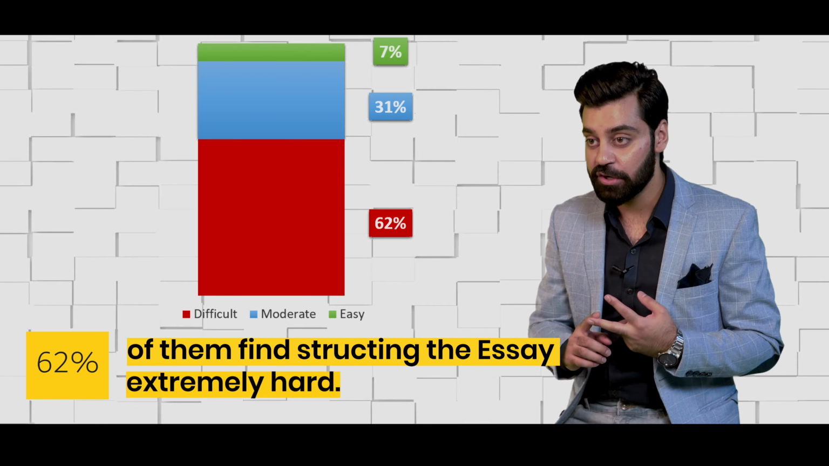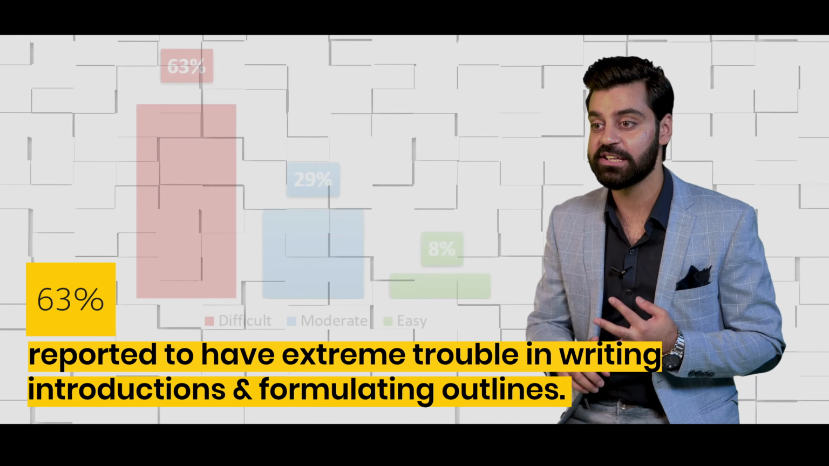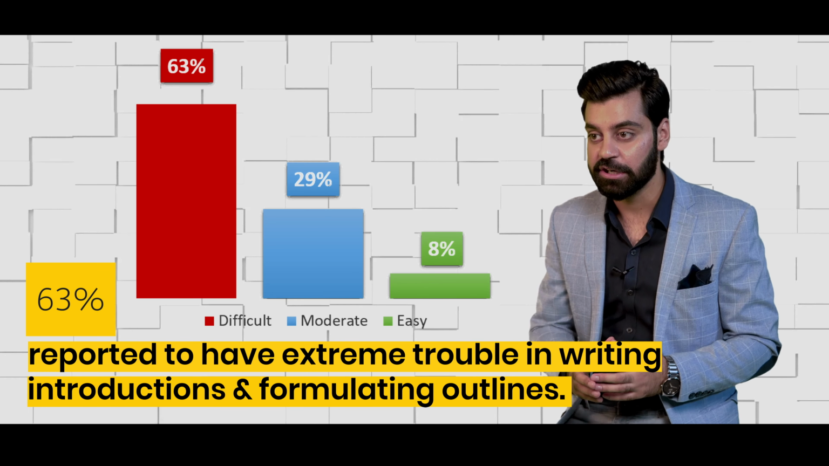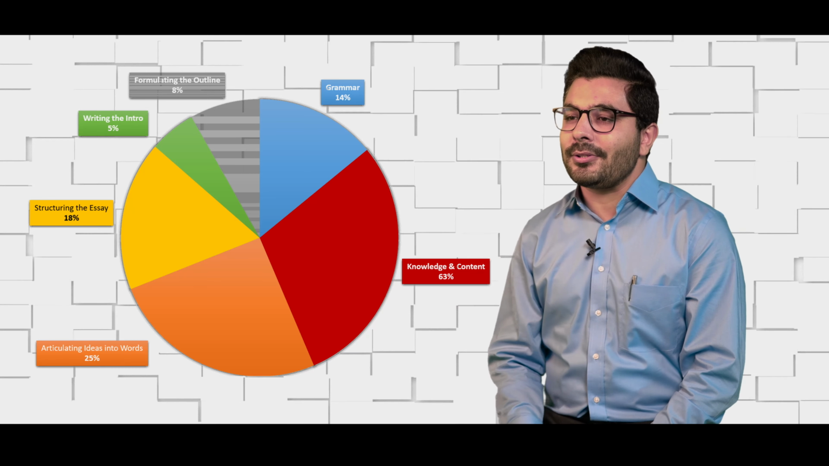62% of them find structuring the essay extremely hard, and 63% reported to have extreme trouble in writing introductions and formulating outlines. When surveyed about the single biggest challenge in their CSS English essay preparation, this was the response of aspirants.